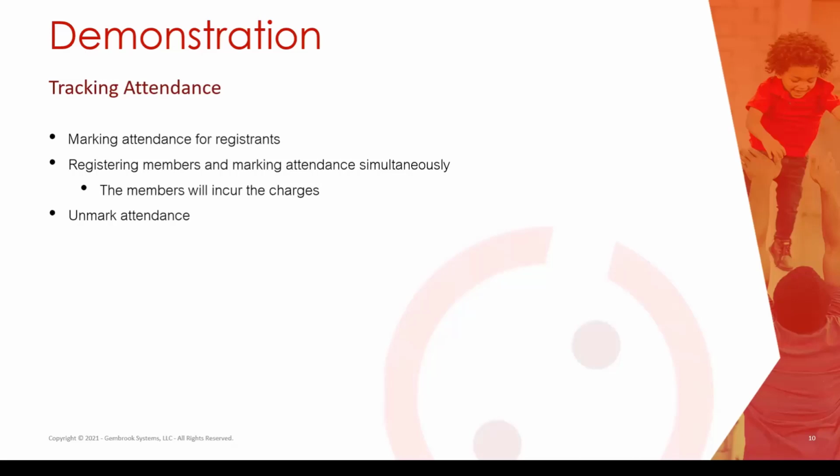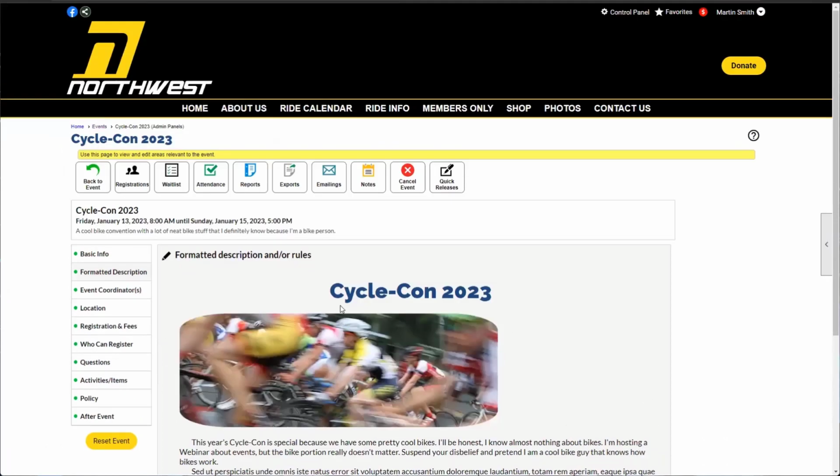You also have the option to unmark attendance, which is the ability to say, I marked this person as attended, but they had to leave halfway through the meeting, so they don't get credit for attending that event. So let me go ahead and take you over to that attendance tracking screen and show you what that looks like. So we're back on our CycleCon over here, and the next option over from waitlist is our attendance option.